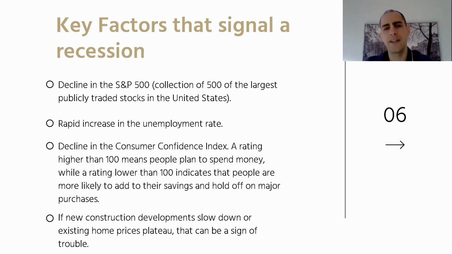Another one is a decline in the consumer confidence index. For this index, a rating higher than 100 means people plan to spend money, while a rating lower than 100 indicates that people are more likely to add to their savings and hold off from throwing their money away. And last but not least, if new construction developments slow down or existing home prices plateau, that's also a sign of possible recession. All right, so hopefully these factors could be useful for you to identify this major turning point in the economic cycle.